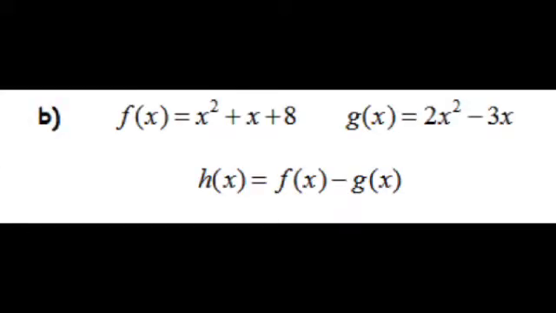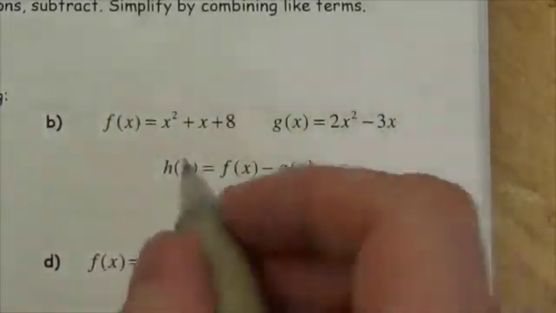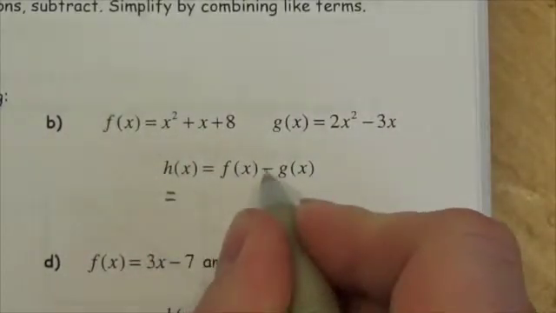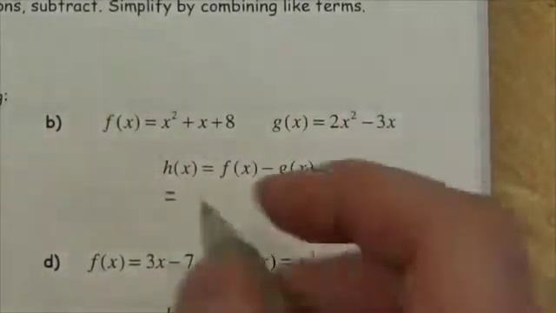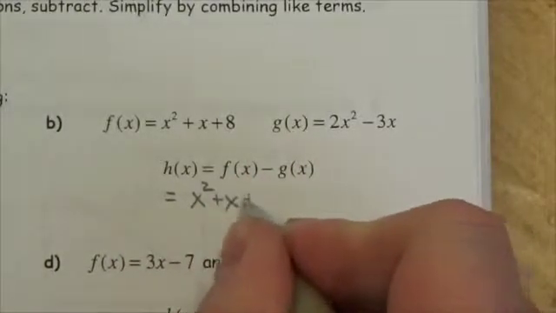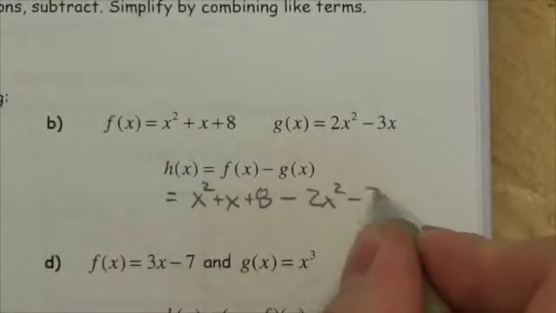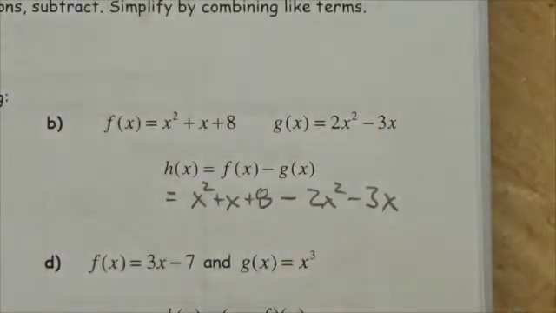Given f of x is x squared plus x plus 8, and g of x is 2x squared minus 3x, find h of x, which is equal to f of x minus g of x. Now in this case, we're looking for the difference between the two functions that we're given here. And in this case, putting stuff in parentheses is going to make a difference. If I don't put stuff in parentheses, I am very likely to do something like this.